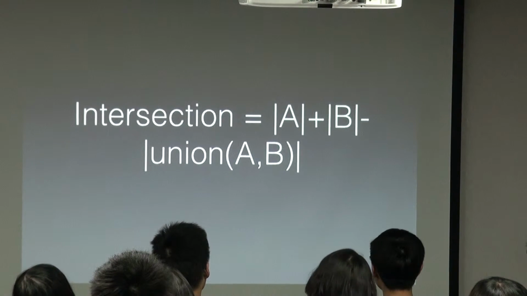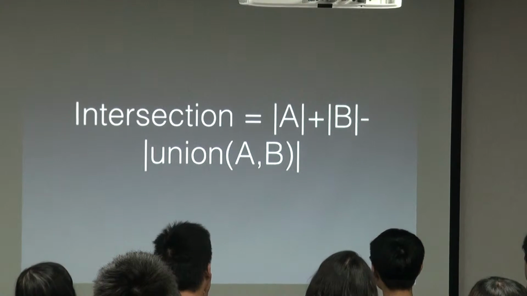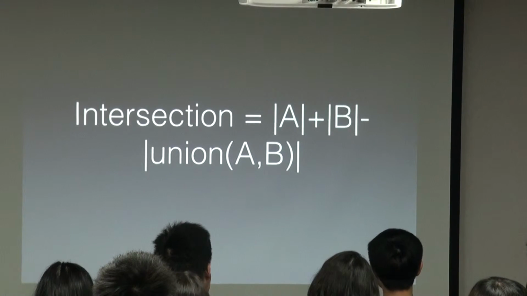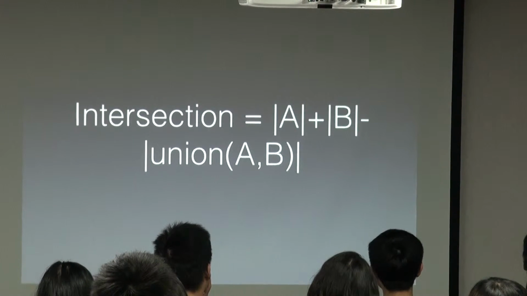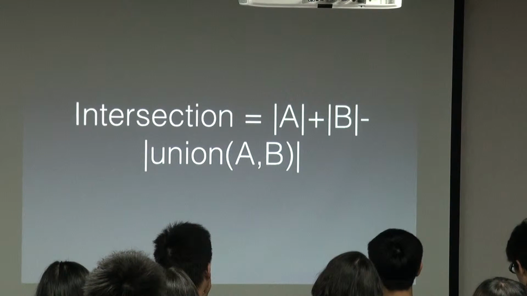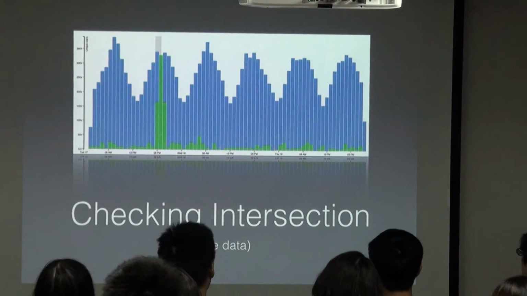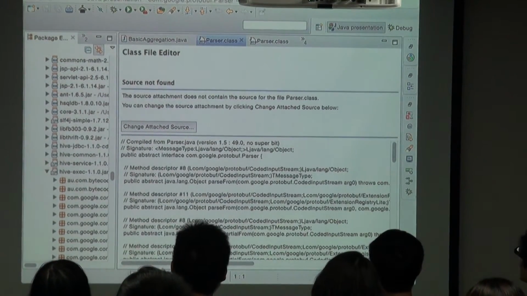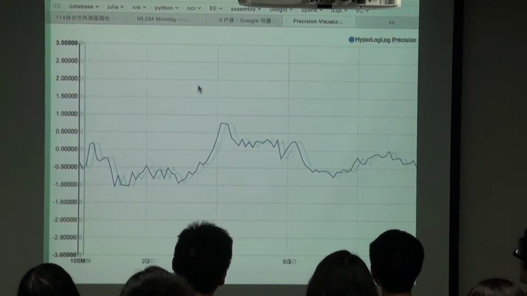And also, when you can calculate the union, you can get the intersection. Now you know the distinct count estimate for A, and you know the distinct number for B, and you know the union of A and B, then you can get the intersection. So here is a demo that I wrote for checking intersection. And where did my browser go? Here.